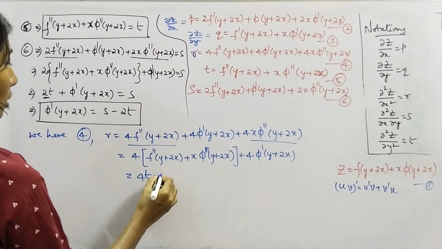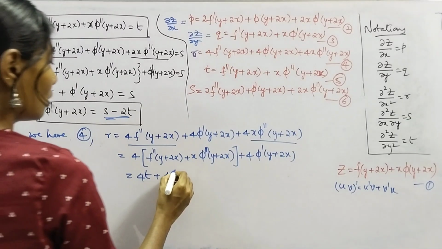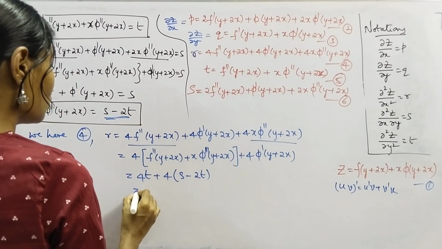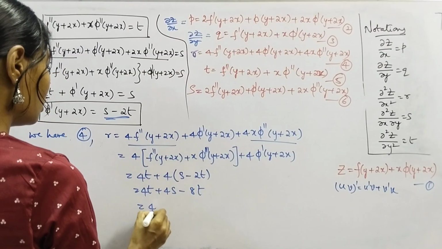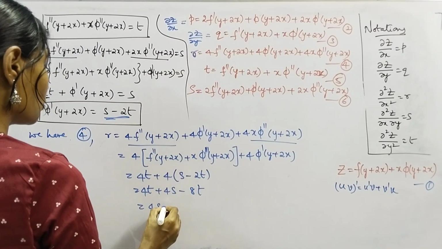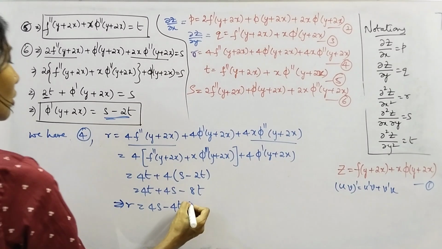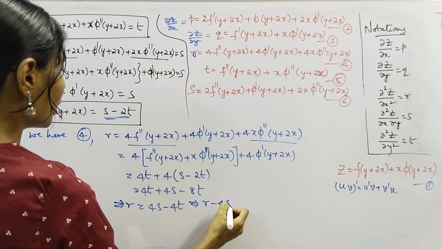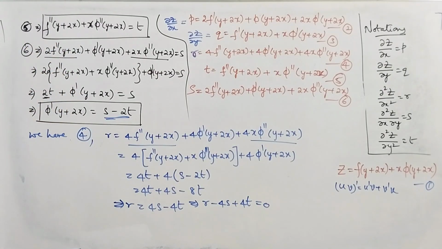We'll get 4t plus 4 into φ' of (y + 2x), which can be replaced by s minus 2t, which gives us 4t plus 4s minus 8t. This gives us 4s minus 8t plus 4t, which gives minus 4t. So you got r equal to 4s minus 4t, which gives us r minus 4s plus 4t equal to 0, which is the required partial differential equation.